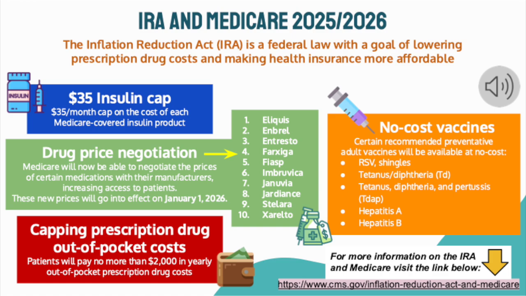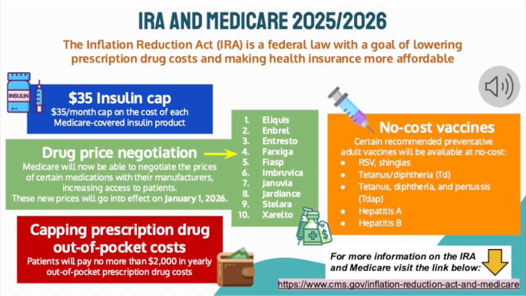So there's going to be a $35 per month cap on the cost of each Medicare covered insulin product starting the year 2025. Additionally, they're going to be capping prescription drug out-of-pocket costs. So patients will pay no more than $2,000 in yearly out-of-pocket prescription drug costs starting in 2025.